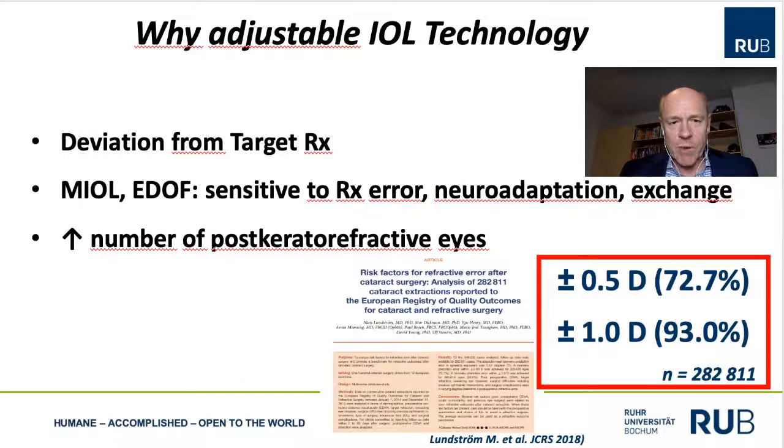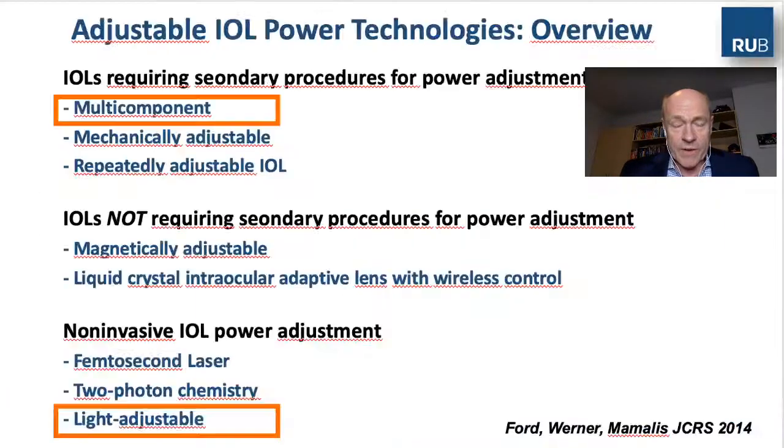Why adjustable IOL technology? Well, we still have a certain amount of patients with deviation from target refraction, which is especially important in multifocal IOL technologies, and we have an increasing number of post-keratorefractive eyes, for example. Well, let's first start by talking about multi-component IOLs.